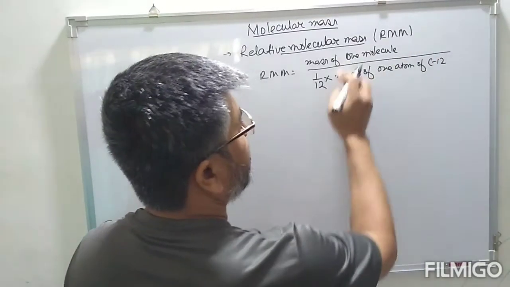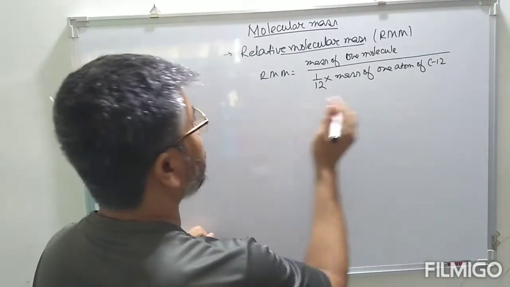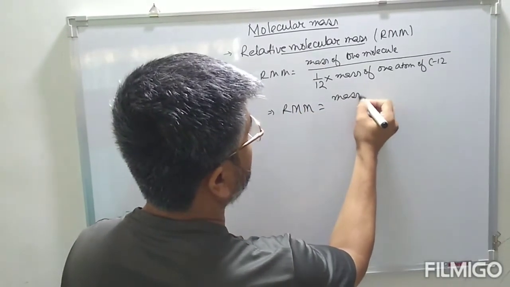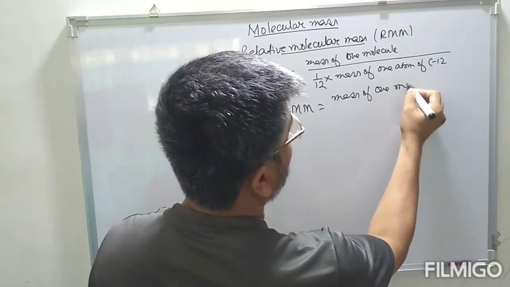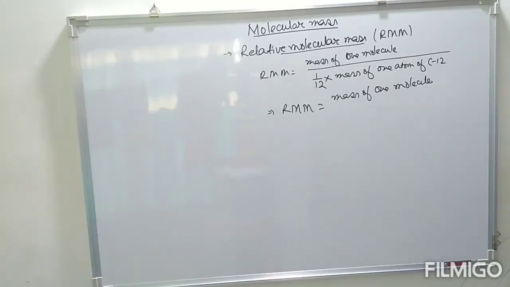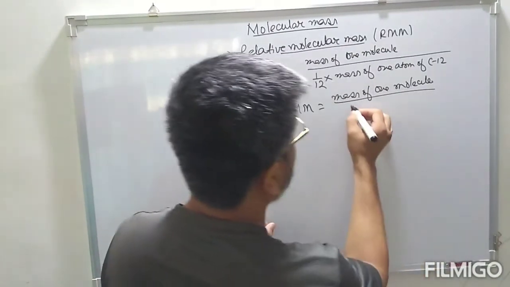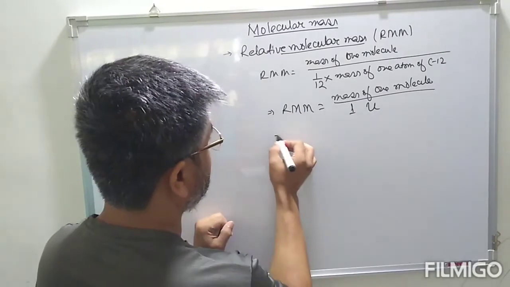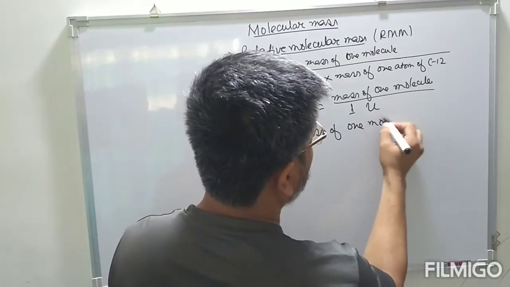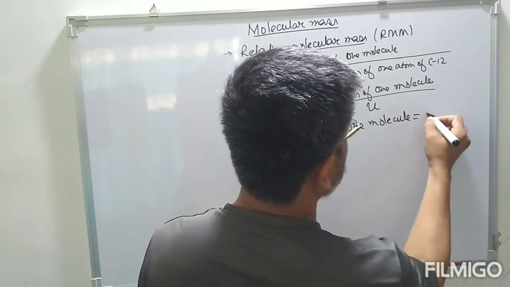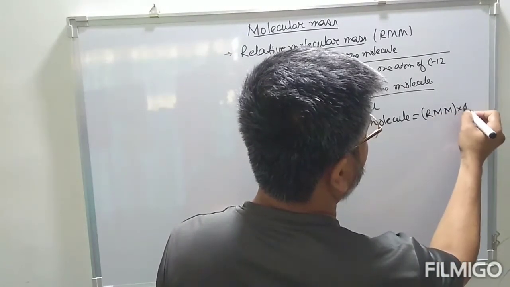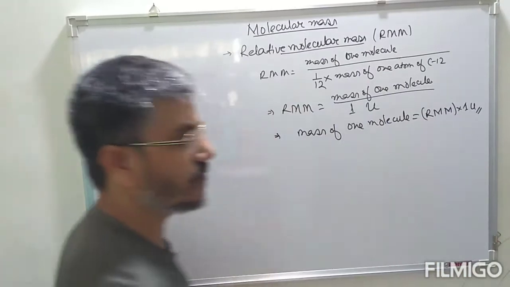Again, look at this, 1/12 mass of one atom of carbon 12 is defined as 1 U. Therefore, look at this, relative molecular mass is equal to mass of one molecule divided by one unified mass. So, therefore, mass of one molecule is equal to relative molecular mass into one unified mass.